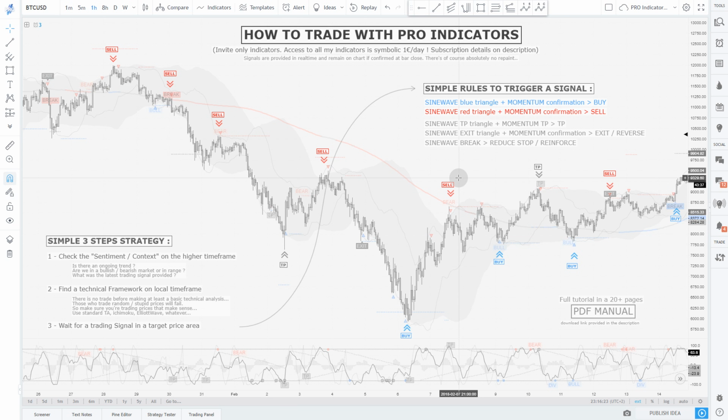Now that you know everything about sine wave, it is time to dig into momentum indicator. As you may have guessed at that point, momentum will be a kind of confirmation indicator. Its basic role will be to confirm and help you trade and get the best out of sine wave, because sine wave is the most important. It's the most complicated one, as we said.